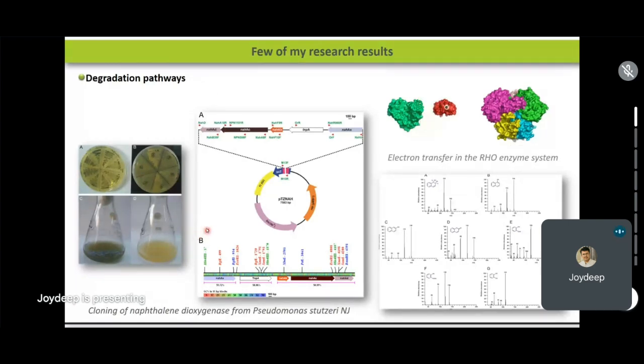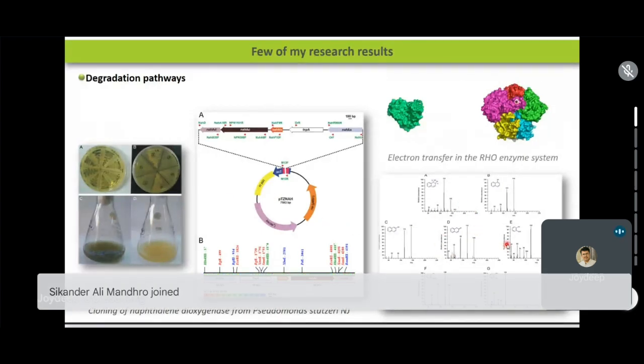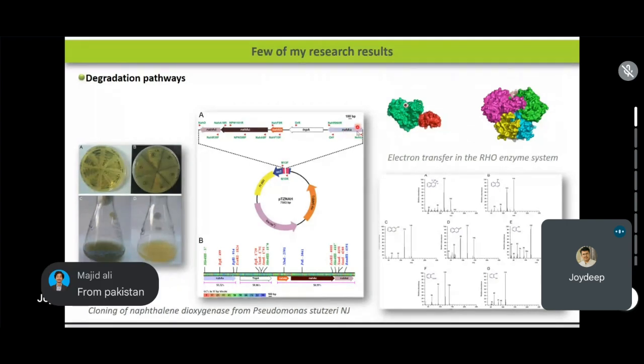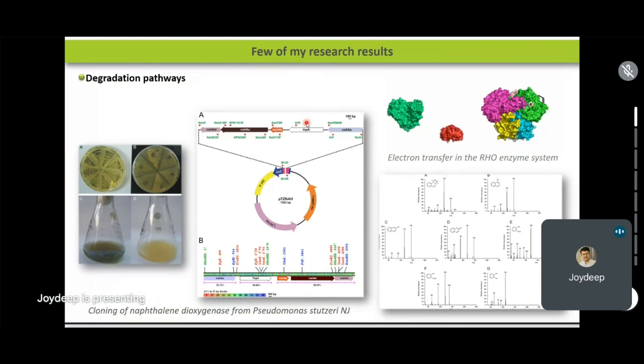So it was from one of my strains, NJ, where I had cloned the entire gene fragment into one plasmid vector, and then from the recombinant strain we had seen the biotransformation and characterized the different intermediates which these genes produce. So these are the alpha and beta subunits. This small one is the ferredoxin, and this is the reductase, as you can see here. And this was a transposon that we came across by accident.